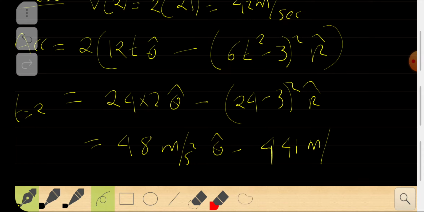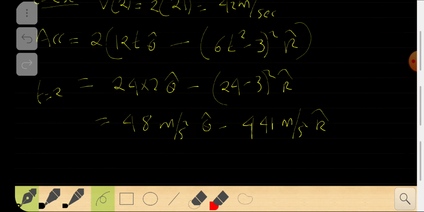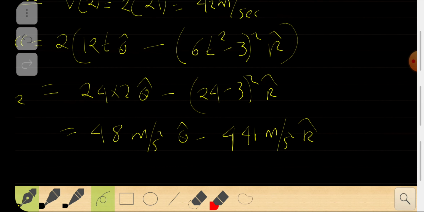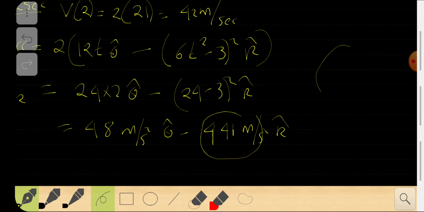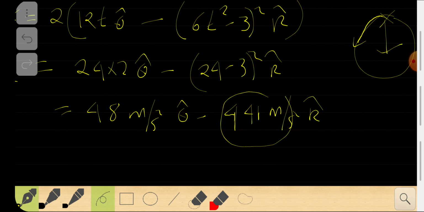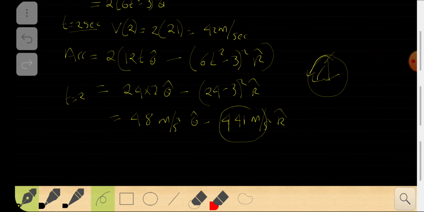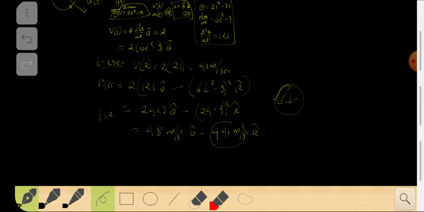441 meters per second square in the r cap direction. That's the acceleration. So what does it mean? It means that in the r cap direction it has a negative acceleration. That means it is pulling this thing inside, right? The body which is moving in a circular motion is being pulled inside by the r cap, radial acceleration, and the other acceleration is actually moving it sideways, right? It's a positive acceleration. So that's what it means.